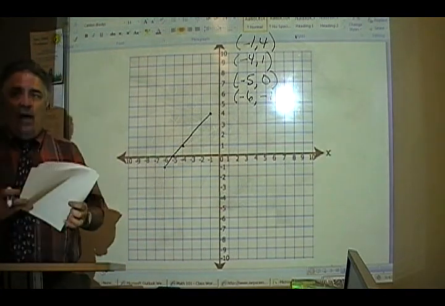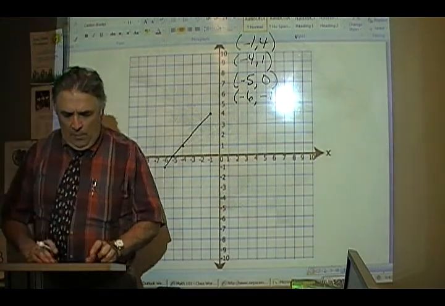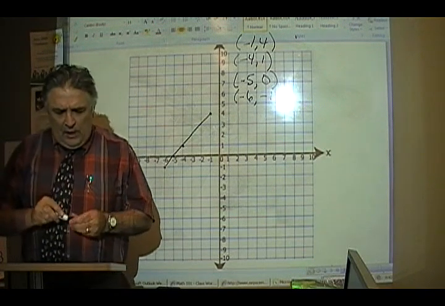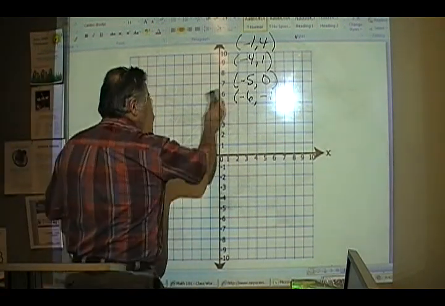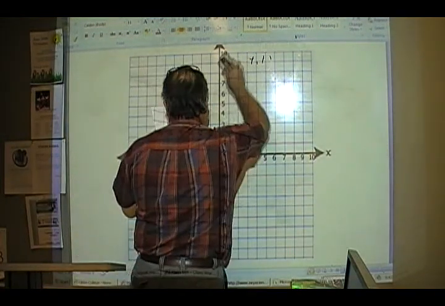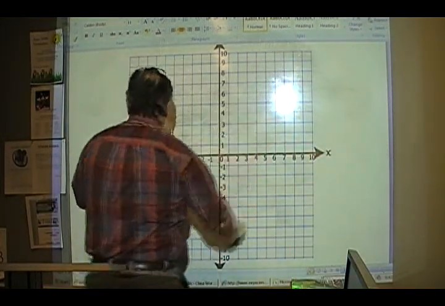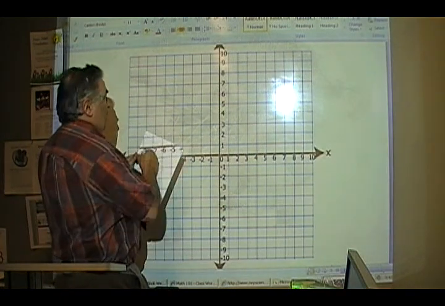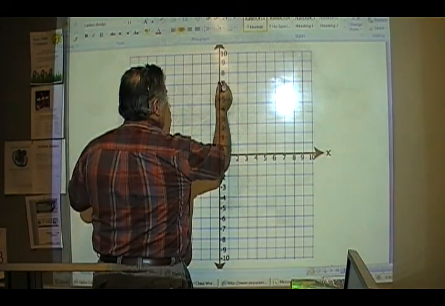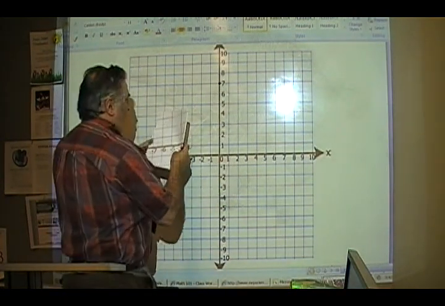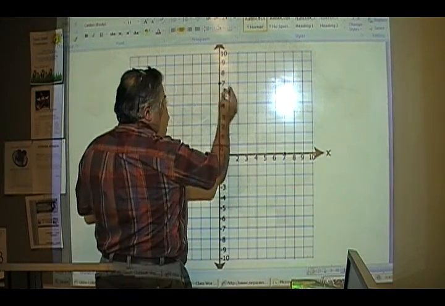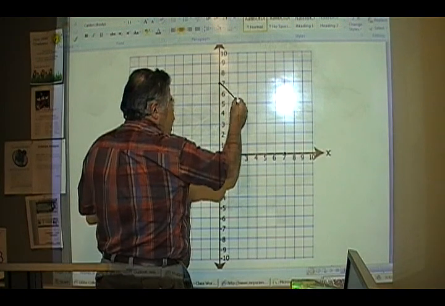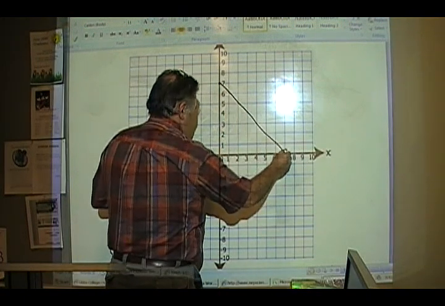Okay, number 5. On number 5, it says plot the equation for the graph. So again, we have a graph. If you look at the picture for number 5, the graph shows a line that crosses the y-axis at 7 and it crosses the x-axis at 7. So it's going to look something like this.